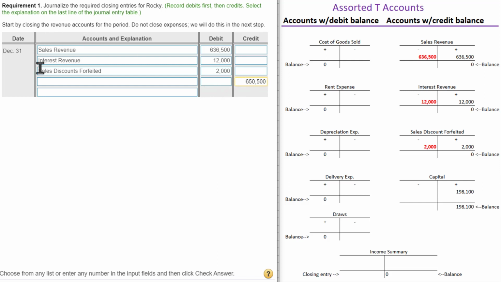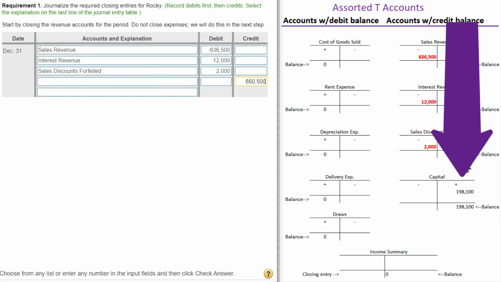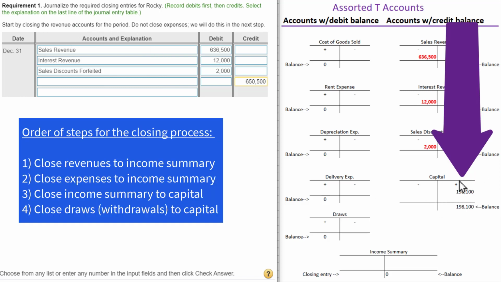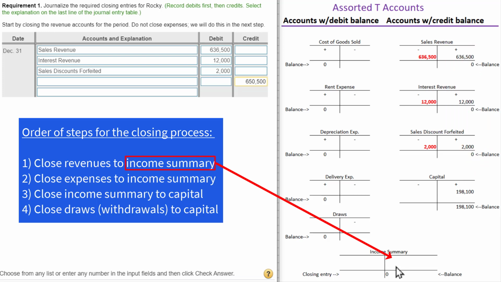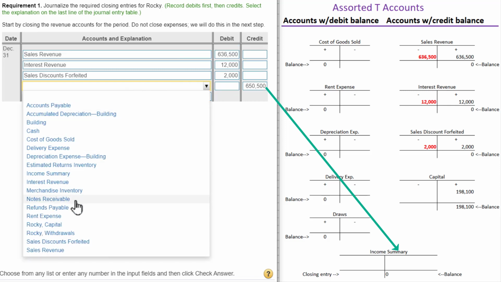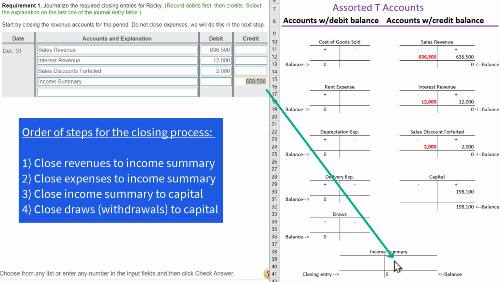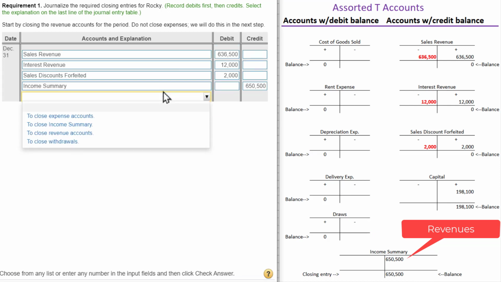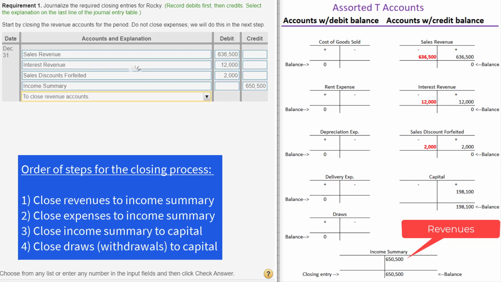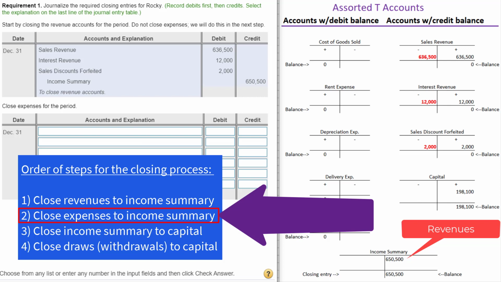Now remember, these three are revenues. Revenues increase capital, but we don't put them directly into capital. We put them into the income summary account. So I'm going to take this 650,500, that's income summary, and because this is a credit, I'm putting it on the right side, down here in my T account, 650,500. And now we have a balance on the right side of 650,500. We need an explanation to close revenue accounts. Fantastic.